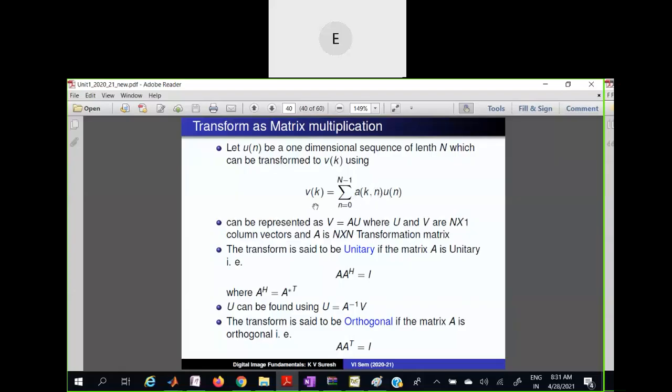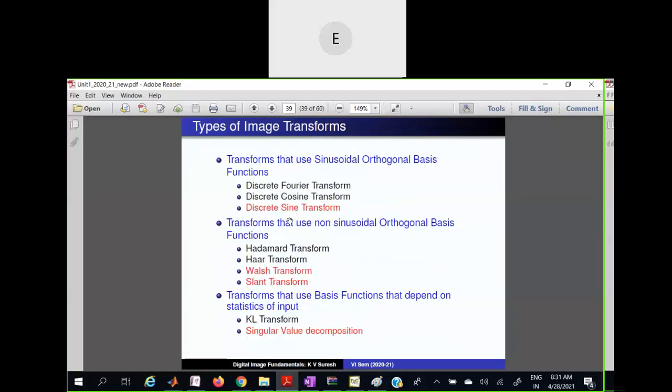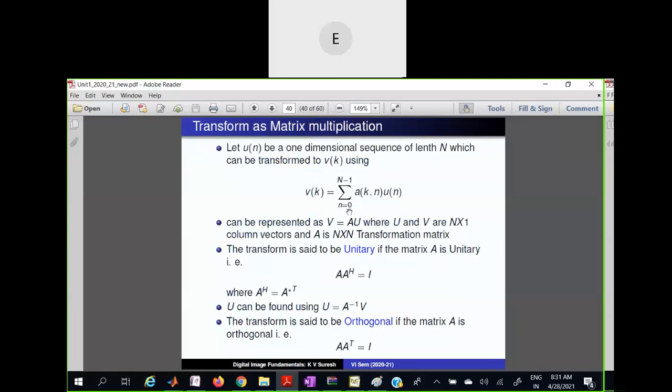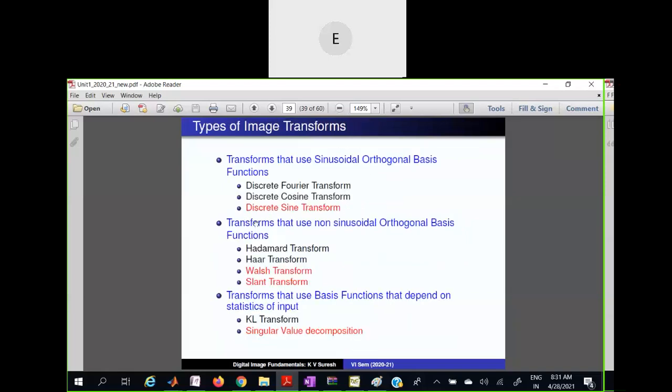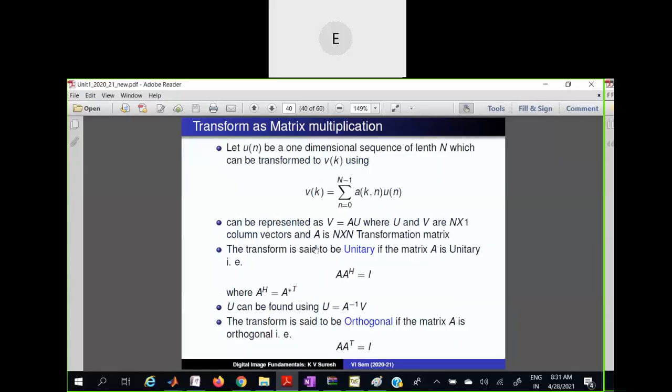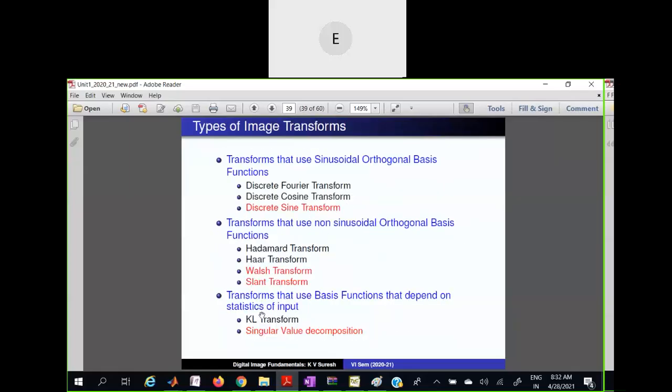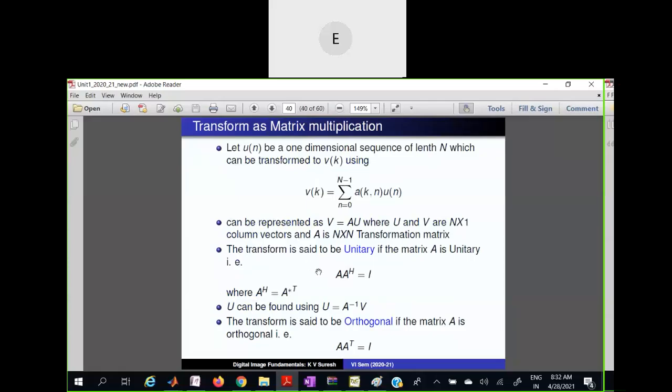Now depending on A of kn, there is no other change in V of k and U of n and summation. The only change that happens now is depending on your basis functions. If the basis functions use sinusoids, it is DFT or DCT. If it uses maybe non-sinusoids, then it will be either Hadamard or R. And if this is calculated by using the data, it will be KL transform. Anyway, when we continue, you will understand.